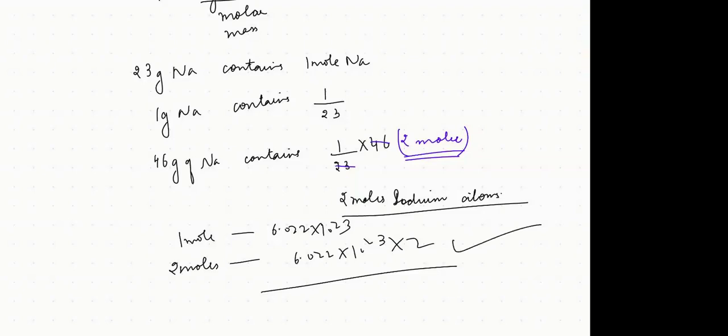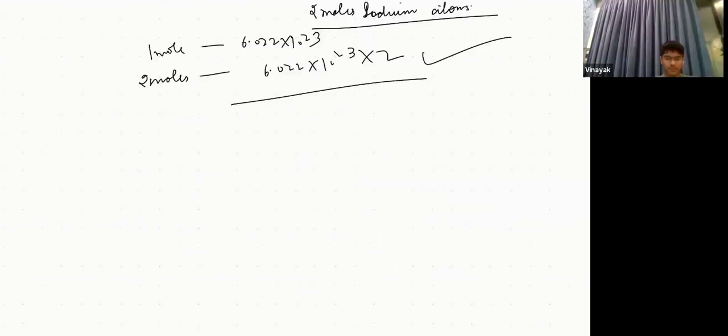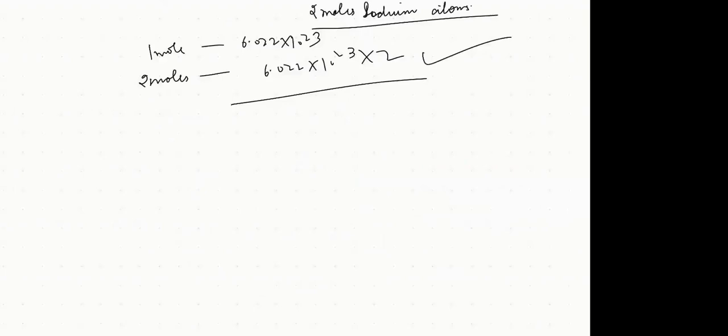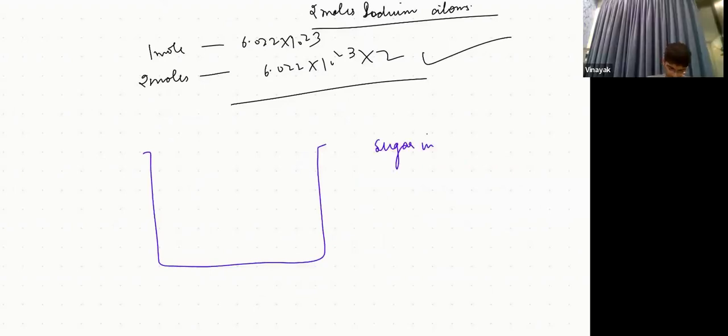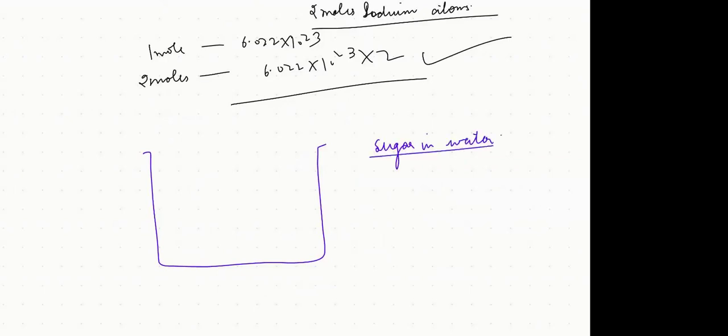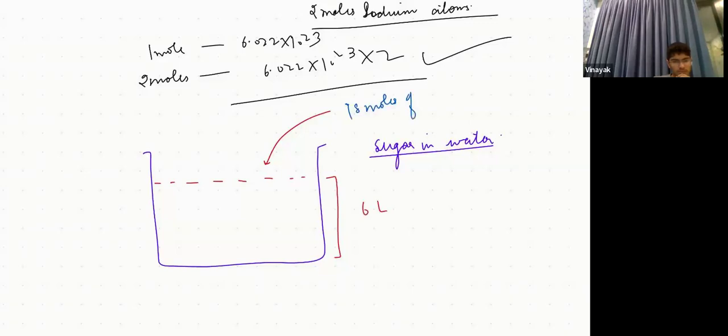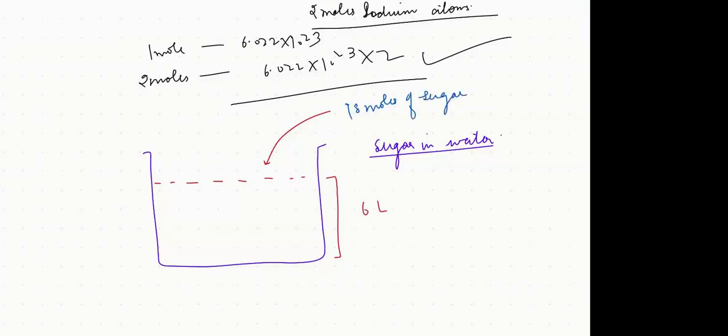Now let's suppose I make a solution of some sugar and water. If I take water and that water is 6 liters, and let's suppose I add 18 moles of sugar into it, into 6 liters of water, got my point? What do you think is going to happen?